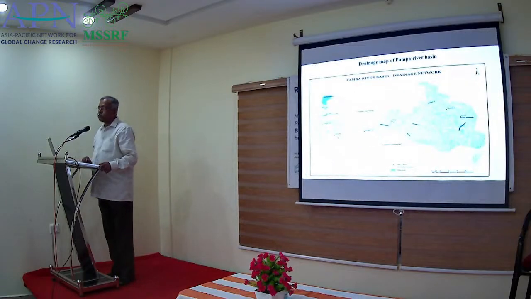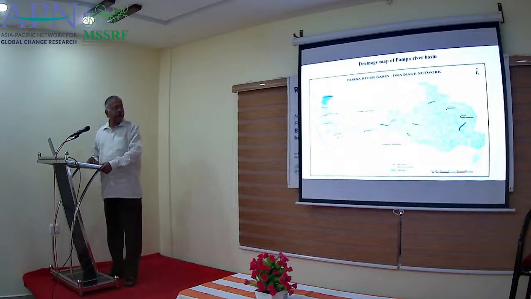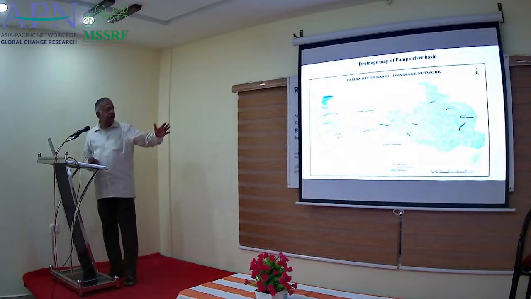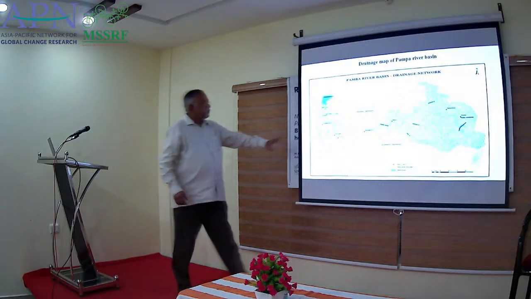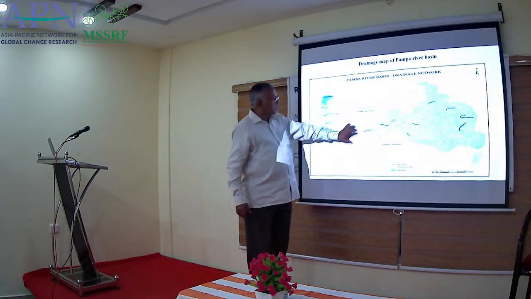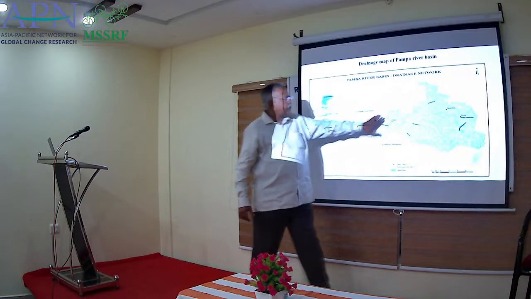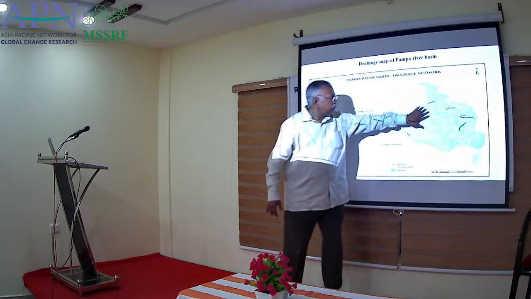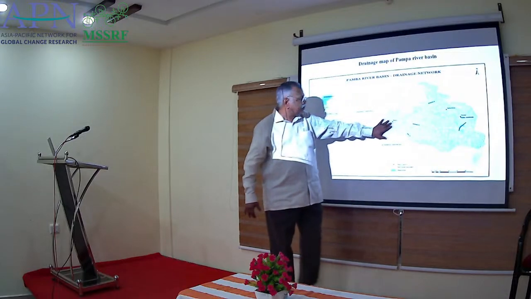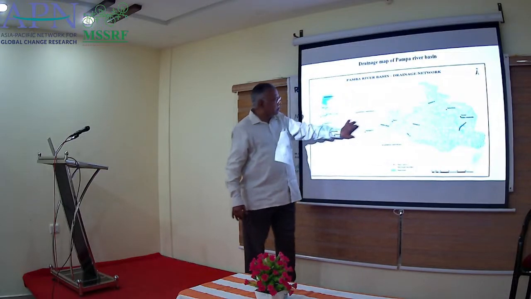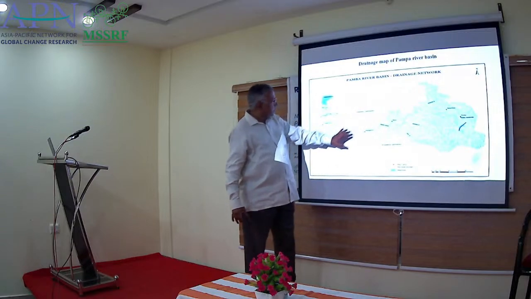So now, this is the drainage network of the river. The river drains a basin, which shows a very severe constriction at this place. The entire catchment area is here, and water is collected and then flows. When it comes here, it is a very severe constriction, and then it spreads out.